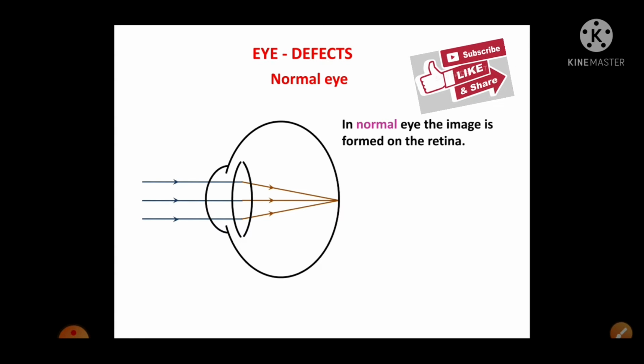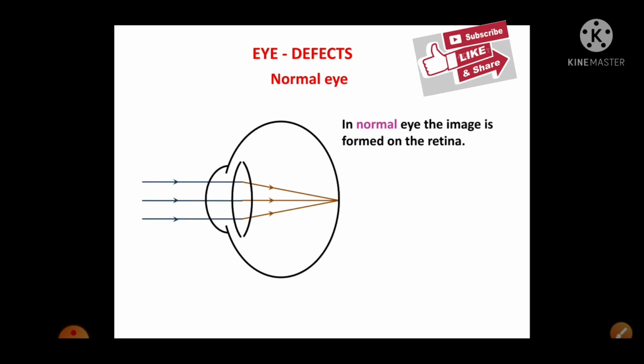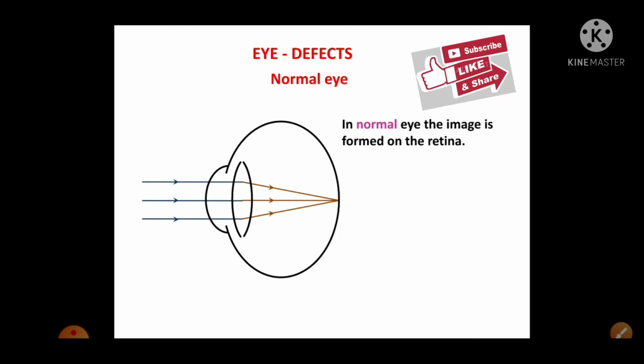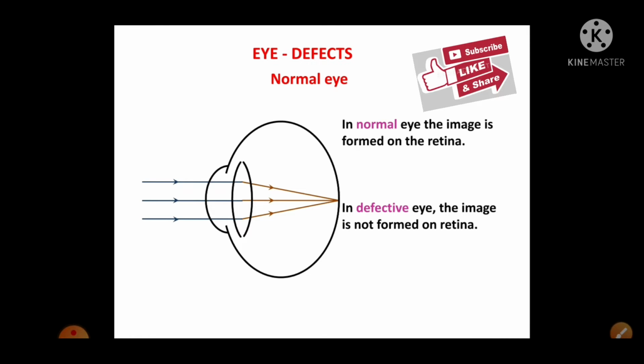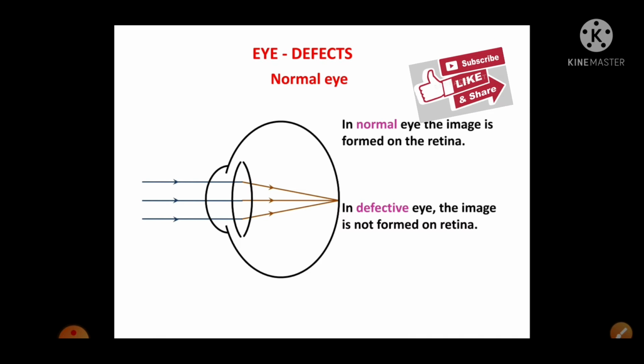In the normal eye, the image is formed on the retina. If a human has a normal eye, then the image is properly formed on the retina, as you can see on your screen right now. In a defective eye, the image is not formed on the retina. The difference is only this: if a normal eye is there, the image is formed on the retina, and if a defective eye is there, मतलब अगर आपको चश्मा है, then the image is not formed on the retina. Either the image is formed before the retina or after the retina. Now how does it take place? That we are going to study in this session.